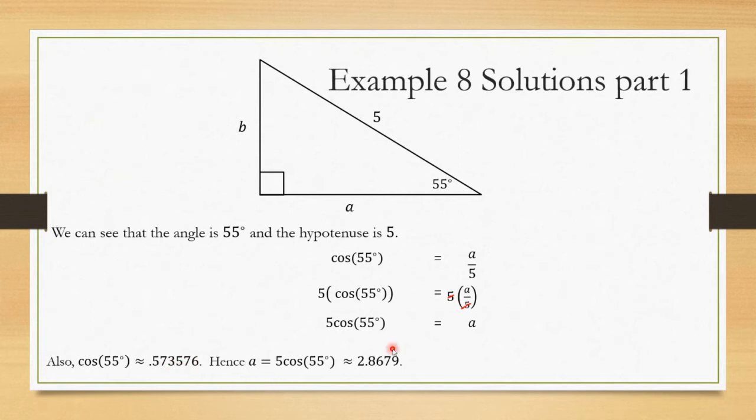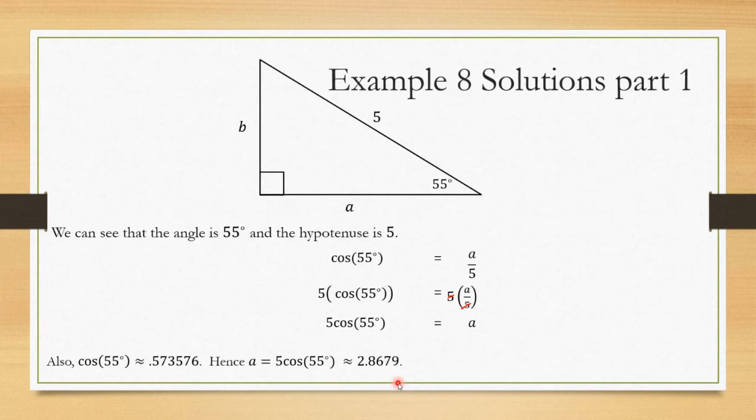So then A, I interchange both sides of the equation here. A is 5 times cosine of 55 degrees. That's approximately 5 times this, which turns out to be 2.8679. So we get approximately that. Now that's for A.